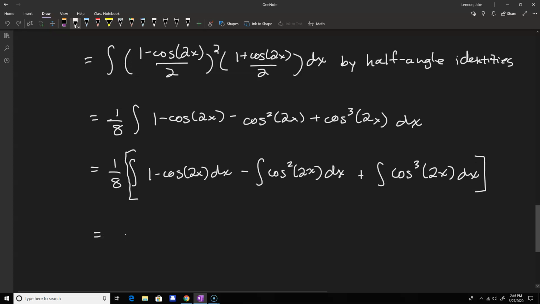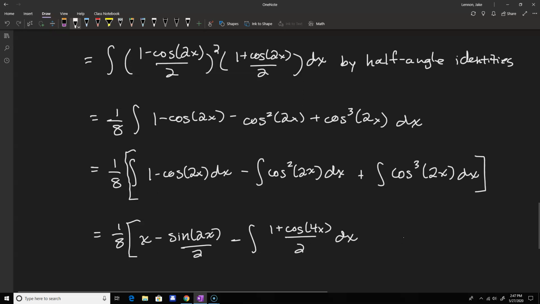So let's see, we have 1/8. And then the first integral we can evaluate, we basically already said what that is. That's x minus the sine of 2x over 2. And then the middle integral we're going to change to 1 minus the cosine of 2. So it's a half angle, so it's actually going to be cosine of 4x now. So we're going to get 1 plus cosine 4x over 2.